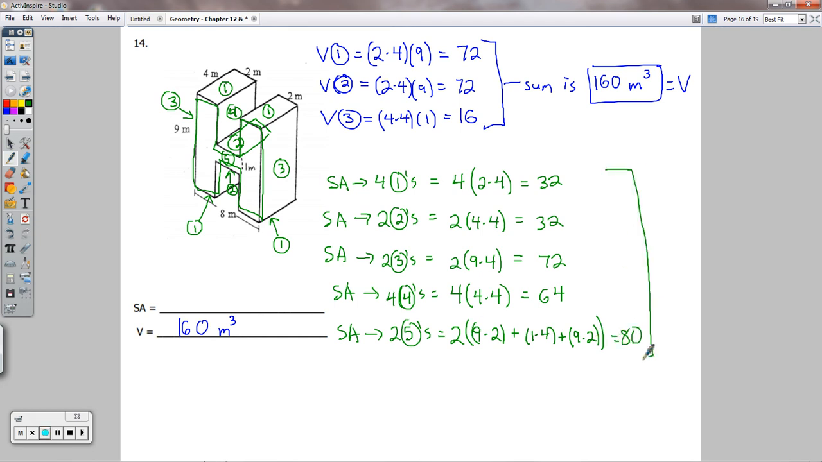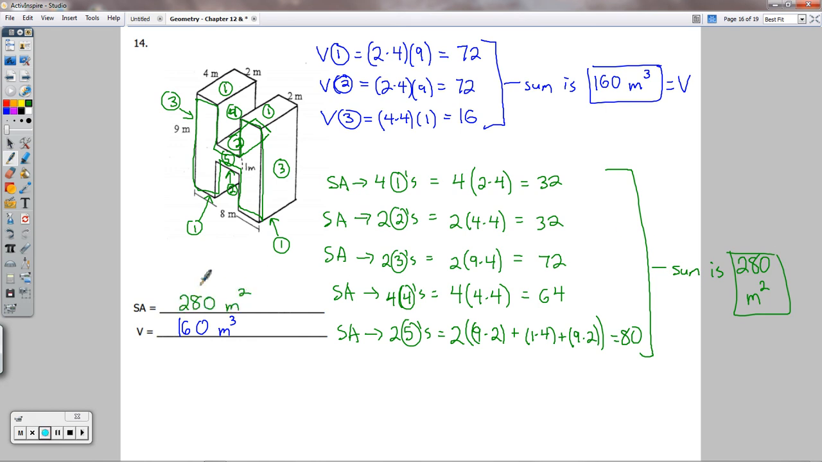So the sum of all of these, I think I've got everything there. I got all the bottoms. I did the bottom and the top there. I got the H's. So it seems like I have everything. This would be 32, 64, 128, that's 130, plus 70, 200, plus 80, 280. So the sum of those, you've got 280 meters squared. That is your total surface area for that shape.